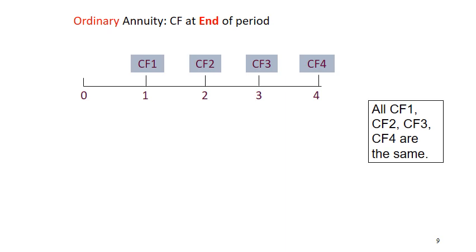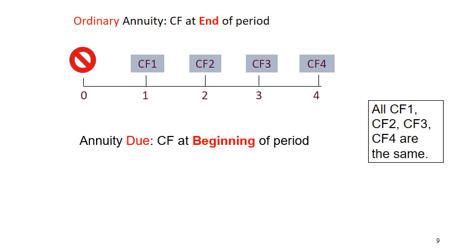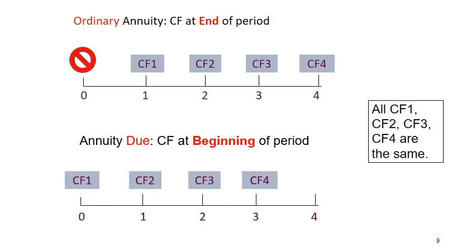Ordinary annuity, the cash flow occurs at the end of the period. So it does not have any cash flow at the beginning. But for annuity due, the cash flow is at the beginning of the period. So it does not have cash flow at the end.